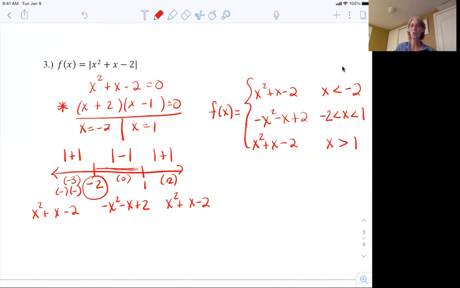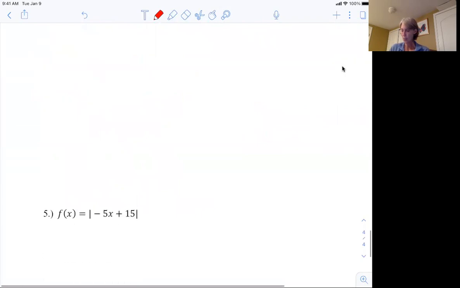Now I did not include my endpoints, and I have to think about it. My rule is going to change here, right? And here. So you just have to decide. When I have a quadratic like this, I usually just put it right in the middle there. Okay, you just have to find a place to plug in the negative 2 and the 1. Okay, it can only go on one. And I have 2 more.